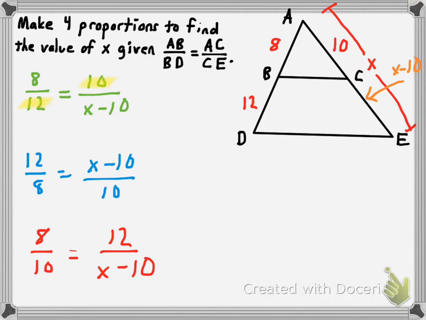If I'm saying 8 is to 10 as 12 is to x minus 10, I'm saying the ratio between the top half of each side of the triangle equals the ratio between the bottom half of each side of the triangle. By the way, bottom half, that's not exactly what half it is, but I think you get my meaning.